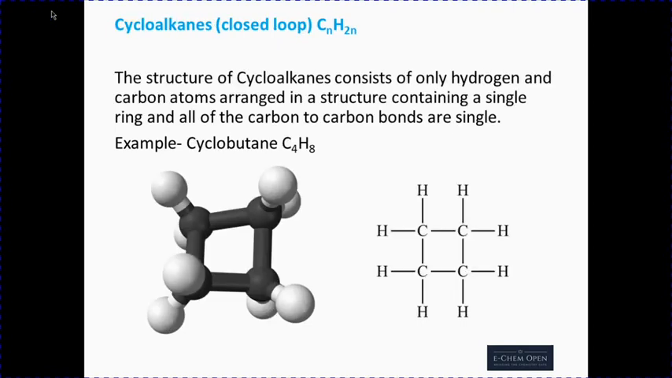And finally, we have cycloalkanes, closed loop, with the general formula of CnH2n. The structure of cycloalkanes consists of only hydrogen and carbon atoms arranged in a structure containing a single ring, and all of the carbon-to-carbon bonds are single. For example, cyclobutane, C4H8.